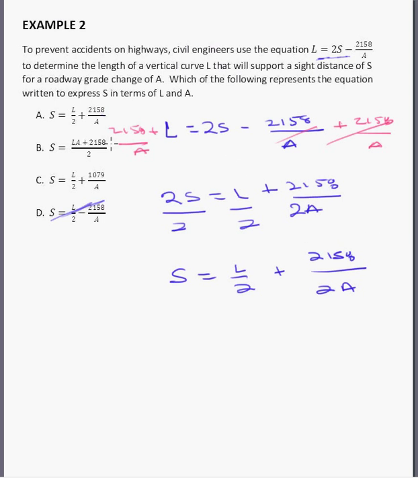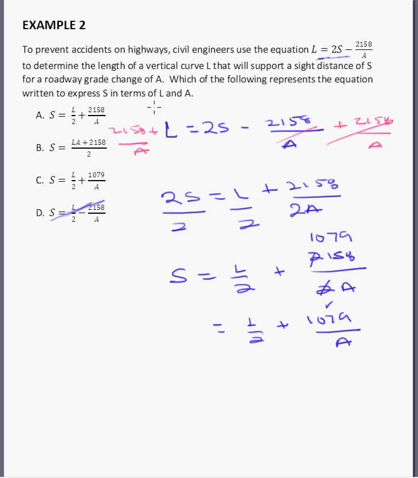Now, one way is you can actually go look for the answers and notice that you don't have any answer that has 2A. But what is 2158 divided by 2? This becomes 1079. So, therefore, my S becomes L over 2 plus 1079 divided by A.